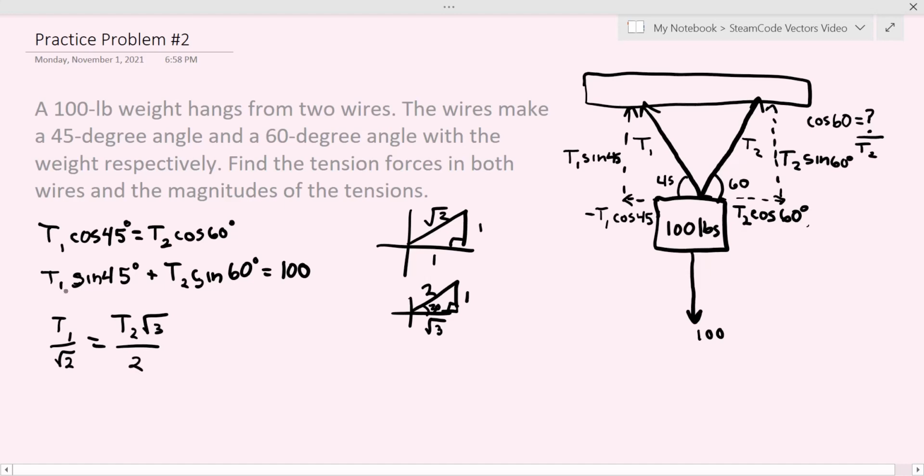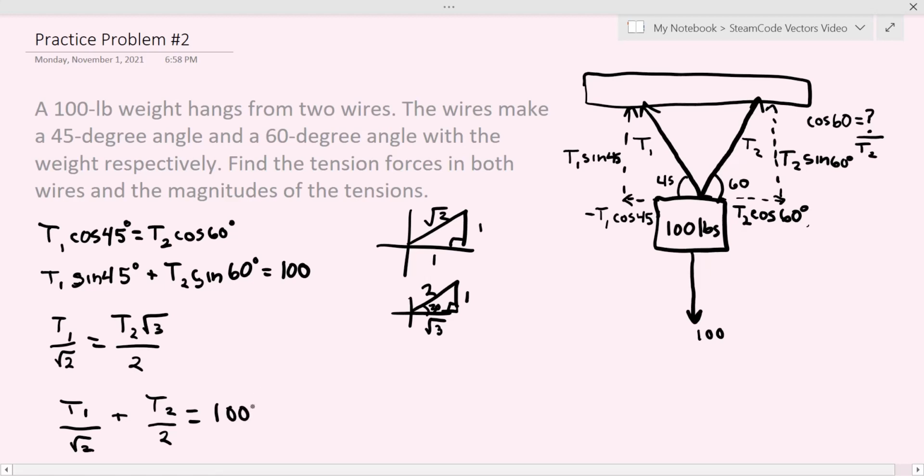Now what's T1 sine of 45? T1, what's sine of 45? 1 over root 2. T1 over root 2. And then plus T2 sine of 60. What's sine of 60? That's root 3 over 2. So T2 over 2 is equal to 100.